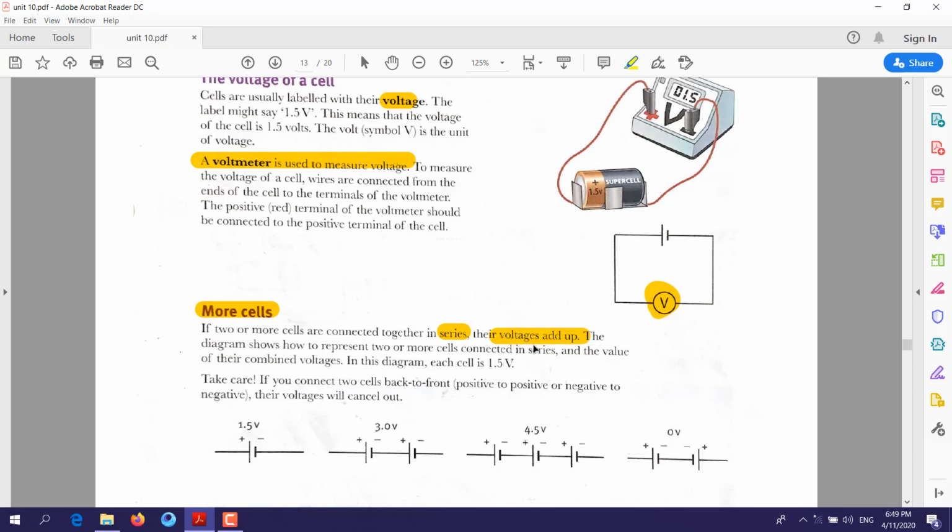Now, if you have an electric circuit with one battery in it, let's say it is 1.5 V. But if you add another battery to it and connect it in series, end to end, how much will the voltage be? 3. If we add another battery, 4.5. So what is happening here? More cells, more voltage.